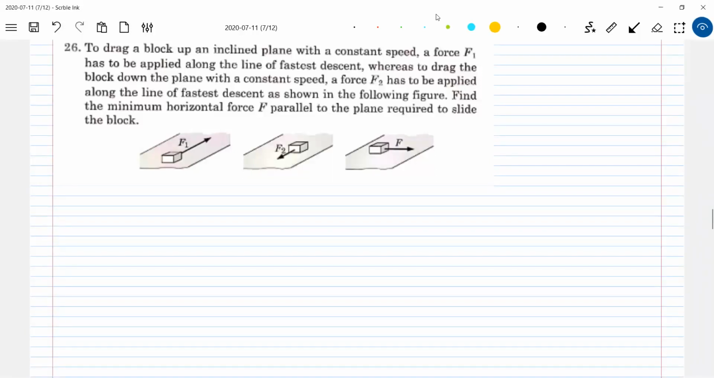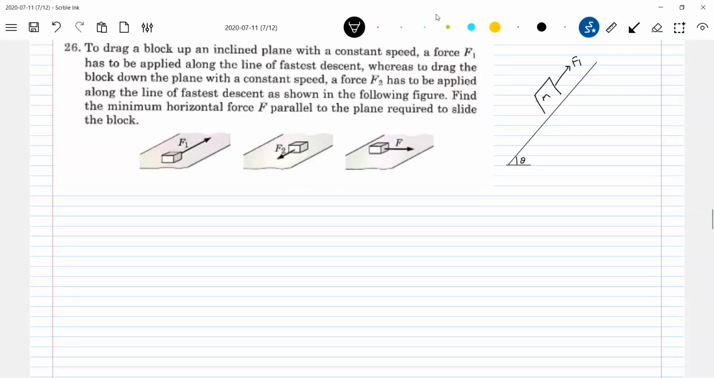There are two situations. First, we'll understand, so one I'll directly go for it. There's a block. I'll keep it like this here. First, a force F1 has to be applied along the line of fastest descent. Fastest descent means along the incline it is applied. So there's a force F1.